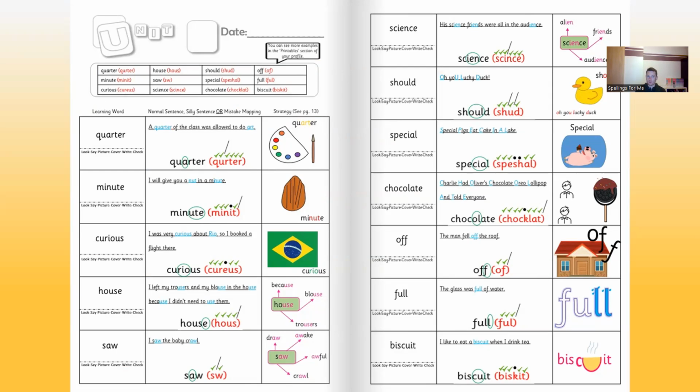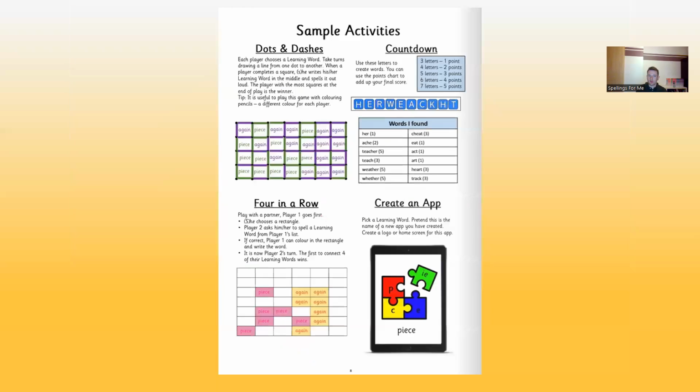Question them on the next word, minute. What strategy has been used? On the next word, curious. What strategy has been used? Different strategies are being used throughout these 2 pages. Query them, question them on what strategy. It'll show them that there's a page to refer to at any stage through the school year.